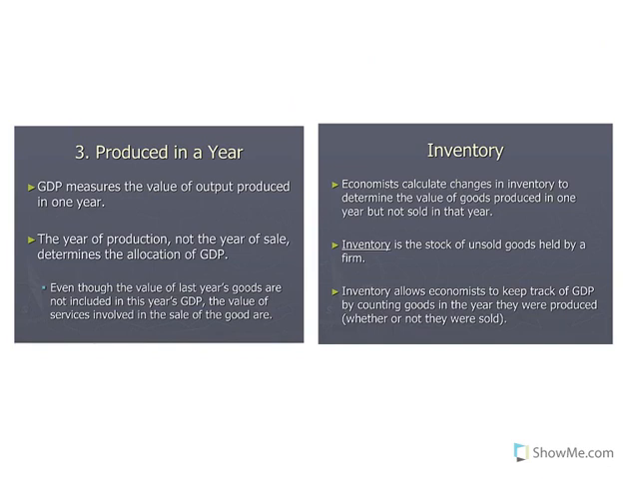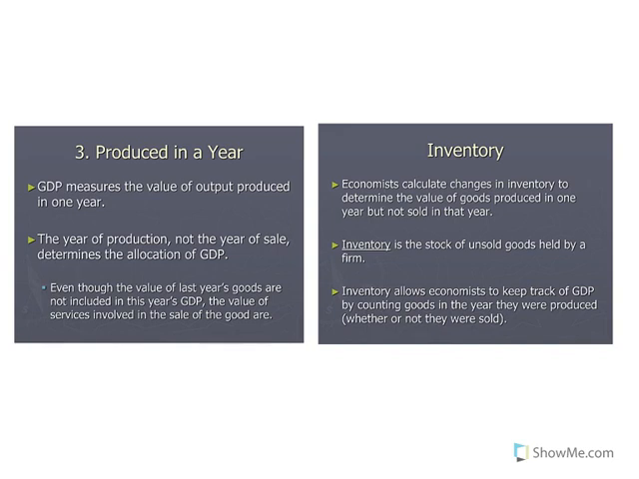Now, the last component of the definition of GDP was when we were specifying the period of time. So we know it says produced in a year. So it does measure the value of the output that is produced within that year. It is the year of production, not the year of sale, that determines the allocation of the GDP. In other words, if you don't keep track, then you could possibly be double counting, making it look like you're producing more than you actually are.